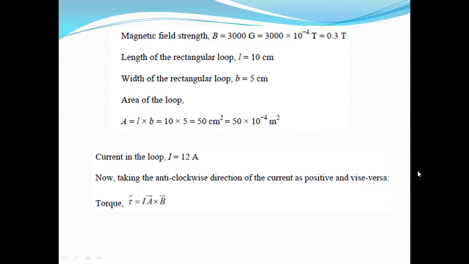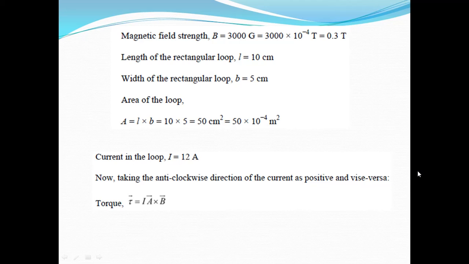So the data is given there. Magnetic field strength B equal to 3000 G, and when you convert it into Tesla, you get it as 0.3 Tesla. The length and breadth of the loop is given as 10 centimeter and 5 centimeter. So the area of the loop is important here to find torque. So we have to multiply length into breadth and convert it into meters squared. So you get 50 into 10 to the power minus 4 meters squared as the area of the loop.